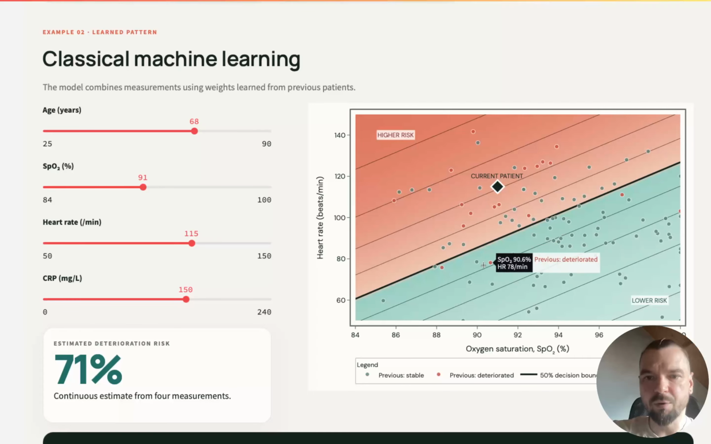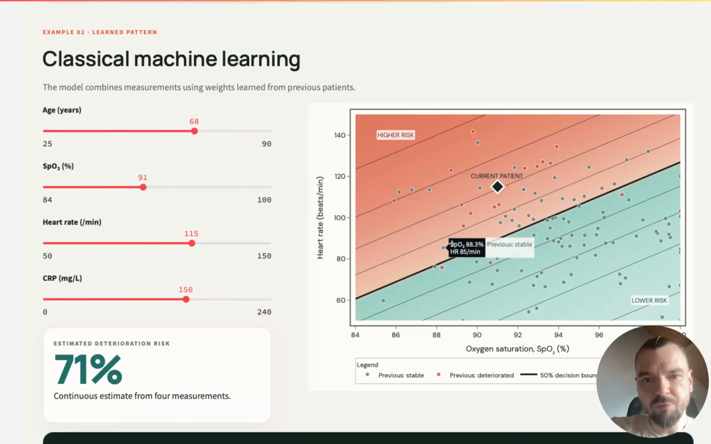So here is information about retrospective data. These are previous cases. We see that the patient with these parameters did not deteriorate in 6 hours, so for the model, this patient is stable. This patient is considered unstable, because the model knows from the data that it is for sure, since we know it already happened. The patient deteriorated, and it's highlighted in red.